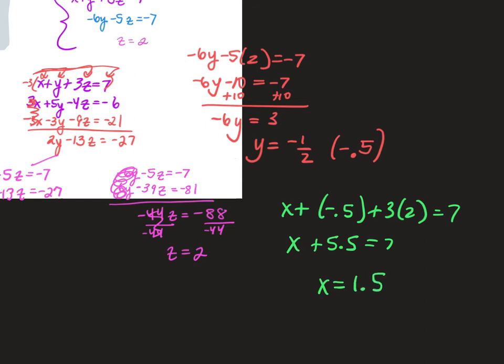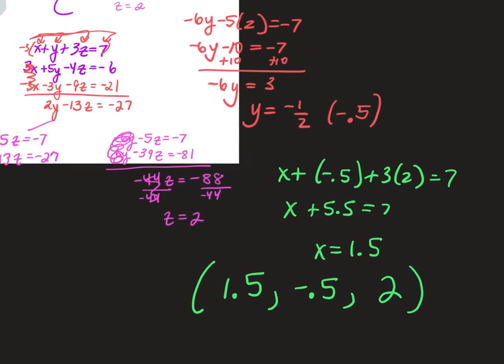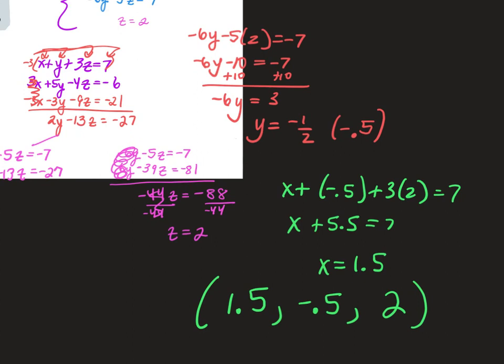So how do I write my ordered triple here? X is what? 1.5. What was y? Negative 1/2 or negative 0.5. And then what was z? 2. Do you guys see why I think it's a good idea to write somewhere x equals, y equals, z equals? So you're not going, wait, where did I put z? It's just easier to do that.